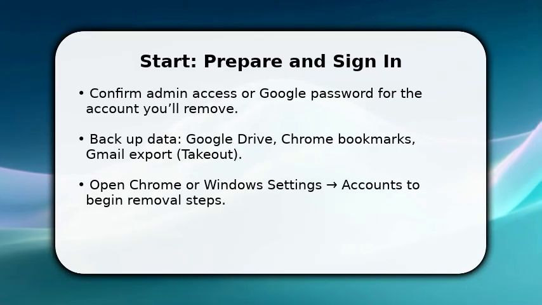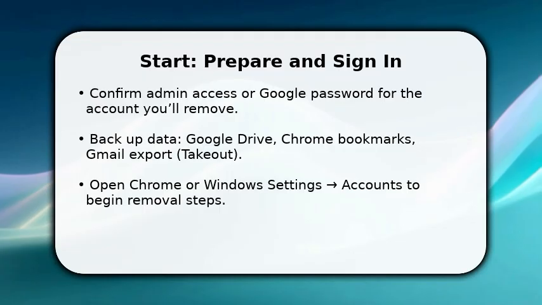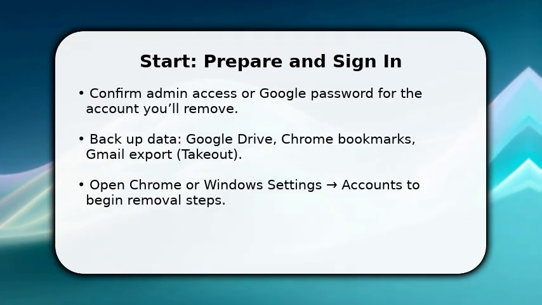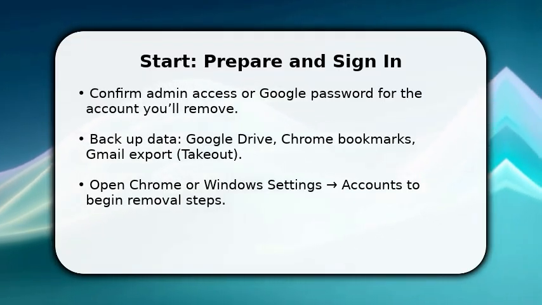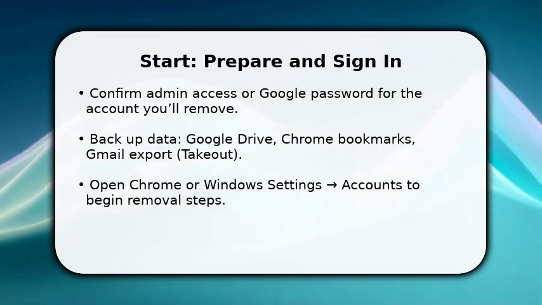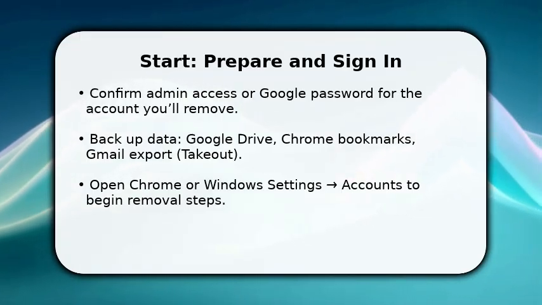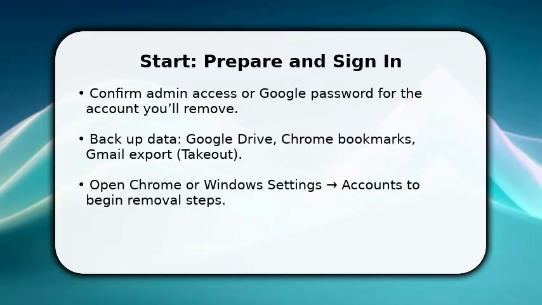You'll start by confirming you have the required access and a backup. First, sign into the Google account in Chrome or go to Windows Settings, right arrow Accounts, where signed-in accounts appear. Make sure Drive and important emails are backed up. Use Google Takeout if needed.